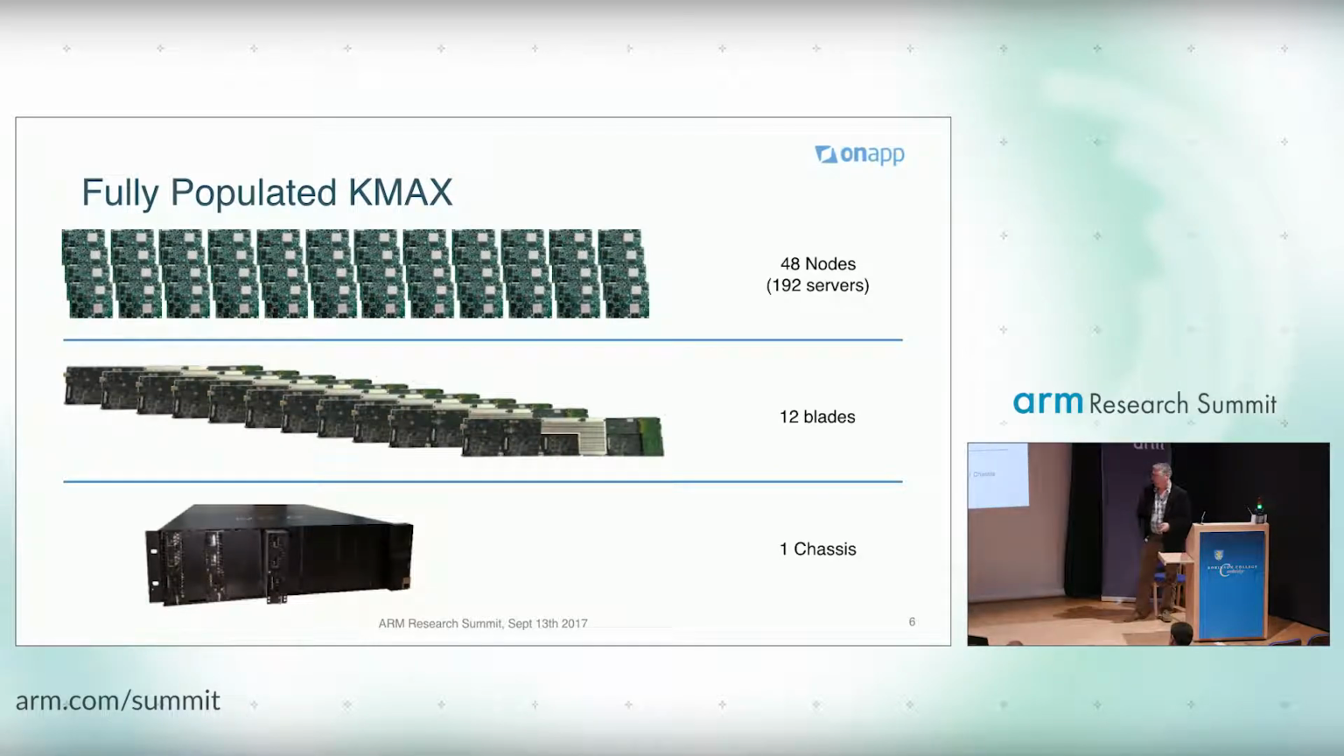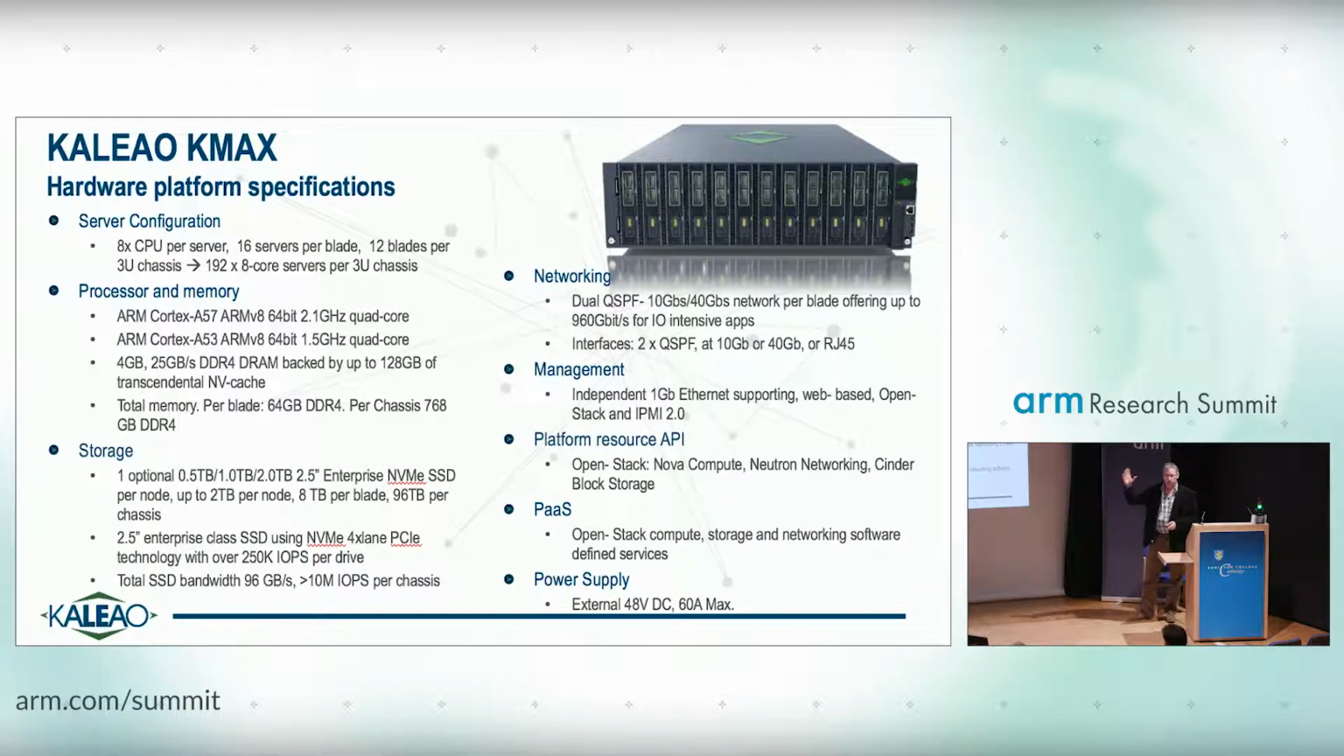Just to give you an idea of that, one 3U chassis can contain 12 blades, which in turn can host 48 compute nodes, and therefore 192 discrete servers executing on the system. There are full specs available if you go to the Kaleo website. You can get access to all this information. It's a very dense, very high throughput system that can support a lot of parallel I/O and a lot of parallel processing.